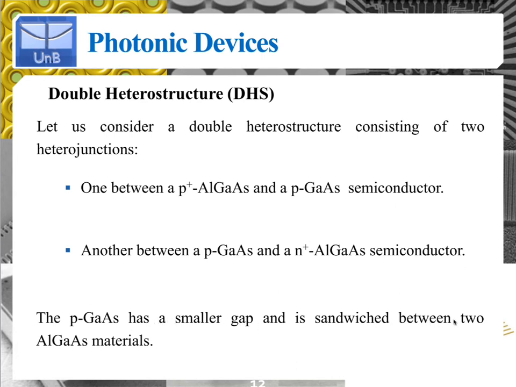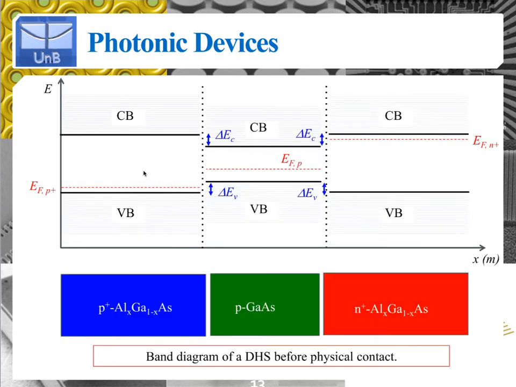and is sandwiched between the two aluminum gallium arsenide materials, the heavily doped p and n-type aluminum gallium arsenides on either extremity. You have right here in the middle the lightly doped gallium arsenide, which has a smaller gap than the aluminum gallium arsenide on either side. This illustrates the band diagram before physical contact.